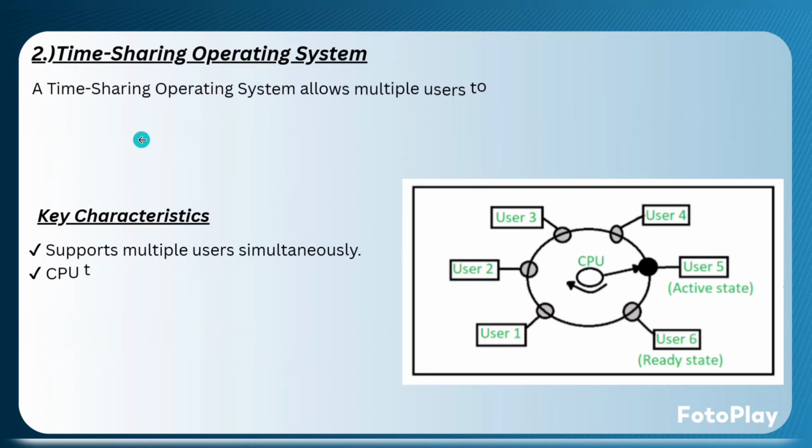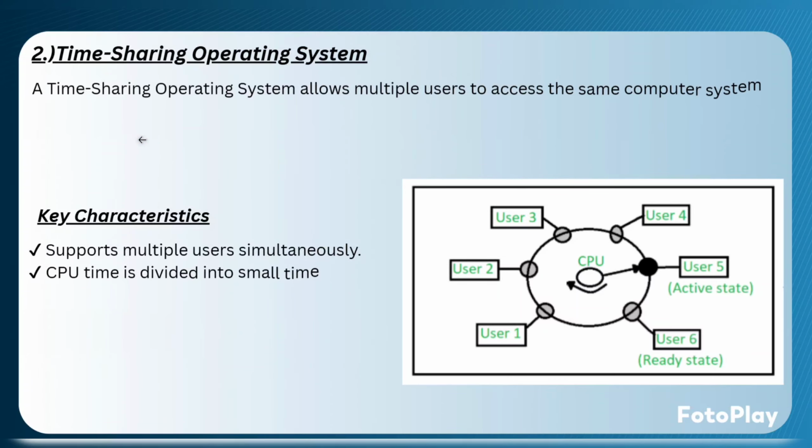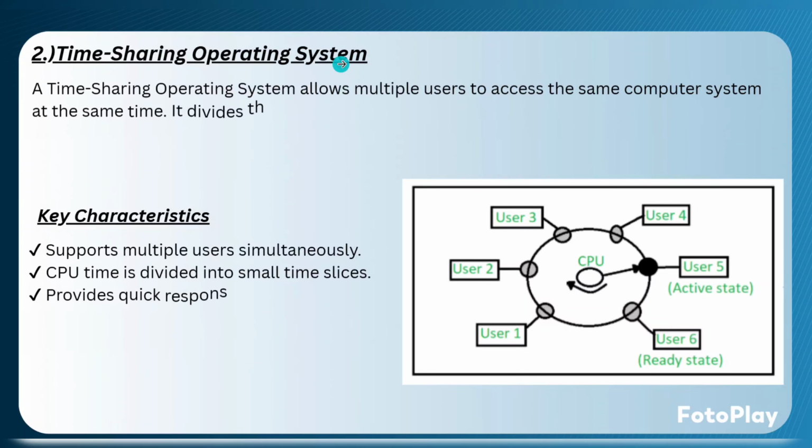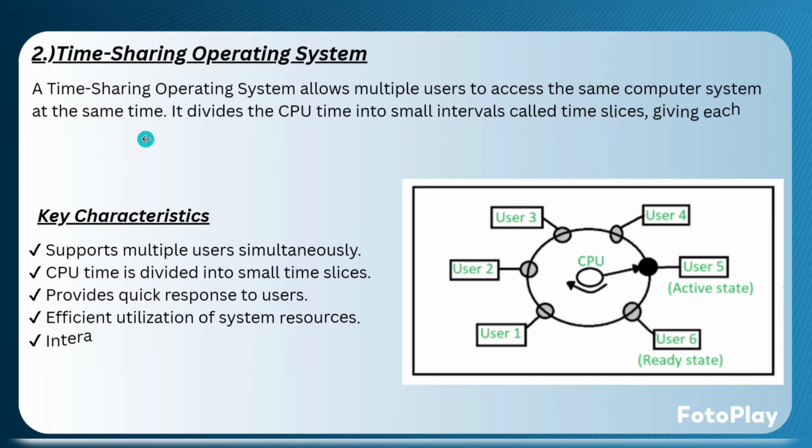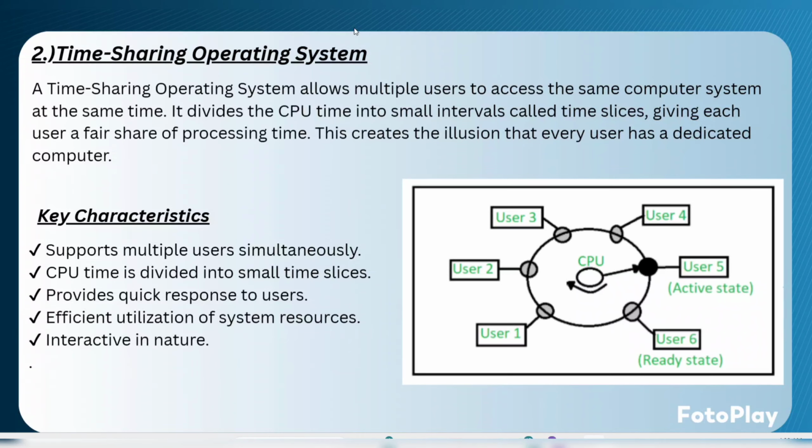Our next topic is time sharing operating system. A time sharing operating system allows multiple users to access the same computer system at the same time. As the name suggests, this operating system shares the CPU's time among multiple users. It divides the processor time into a very small interval called time slice.